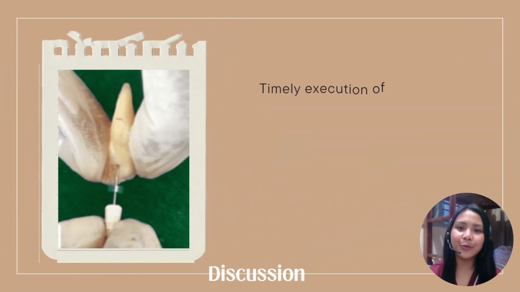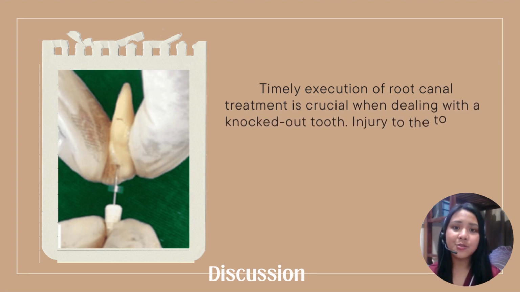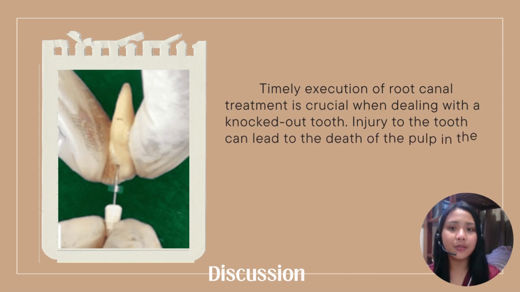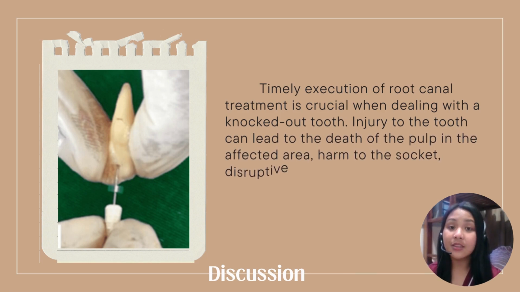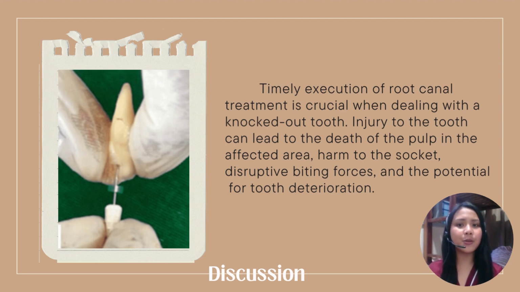Timely execution of root canal treatment is crucial when dealing with a knocked out tooth. Injury to the tooth can lead to death of the pulp in the affected area, harm to the socket, disruptive biting forces, and potential for tooth deterioration. Therefore, both reinserting a dislodged tooth and promptly performing root canal therapy, along with necessary adjustments to the bite alignment, hold significant importance. The occurrence of pulp necrosis in the affected area frequently contributes to or accelerates the different levels of tooth resorption.